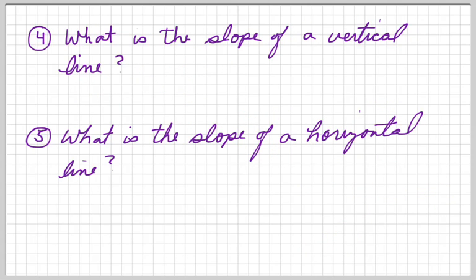Problem 4, what's the slope of a vertical line? You better memorize this. Slope of a vertical line is undefined. Can't do the math and tell you a number on that. It gives you a division by 0. What's the slope of a horizontal line? Again, memorize that. It is just 0. It has no slope at all.